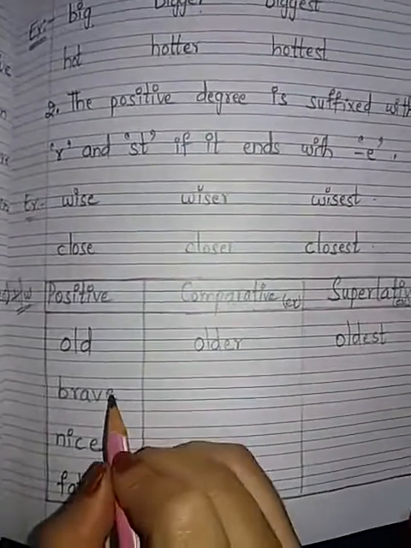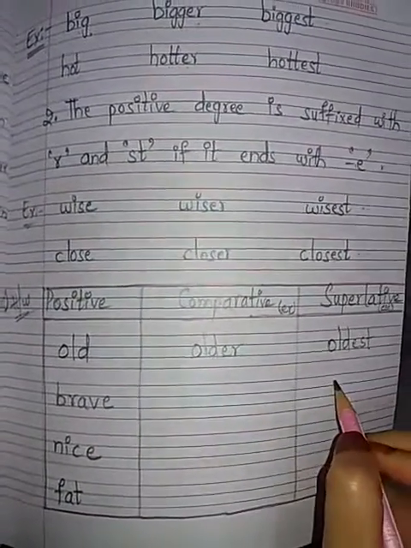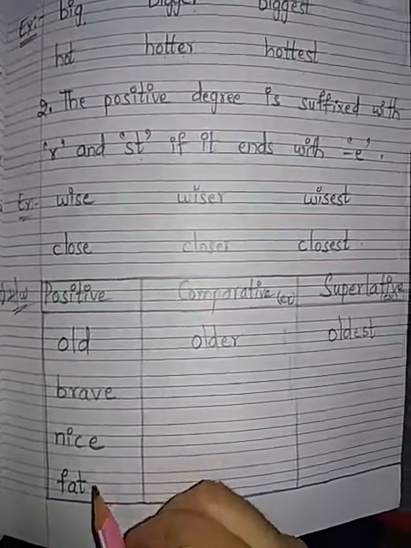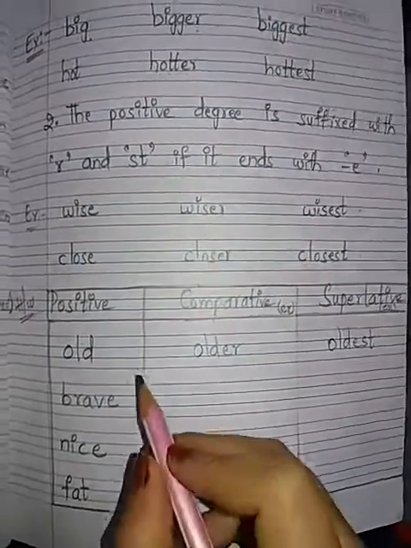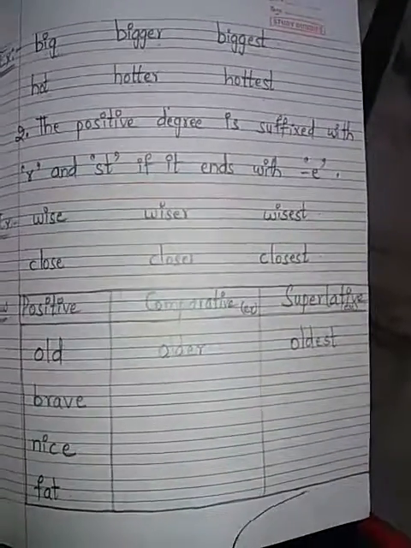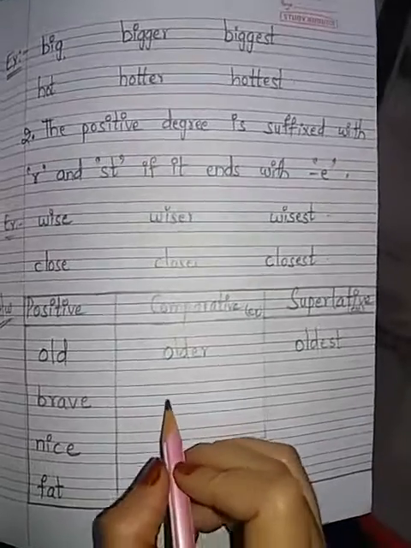In the same way, three words you have to write here and you have to tell me. Brave, nice and fat. Already I have explained these rules to you. Based on that rule I have given you the homework. Okay children, so please write down correctly.